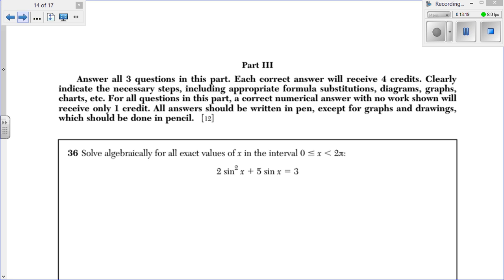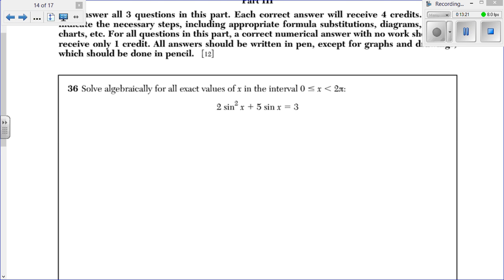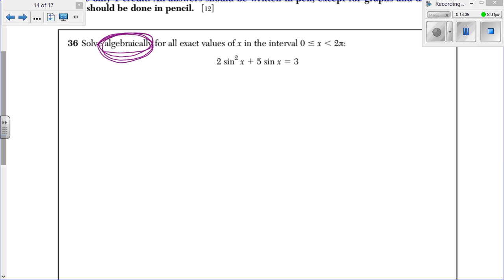Next one, finally the start of part 3. Solve algebraically means that's the only method they're going to accept. No guess and check, no graphing, just algebraically. 2 sine squared x plus 5 sine x equals 3. Get it equal to 0. 2 sine squared x.